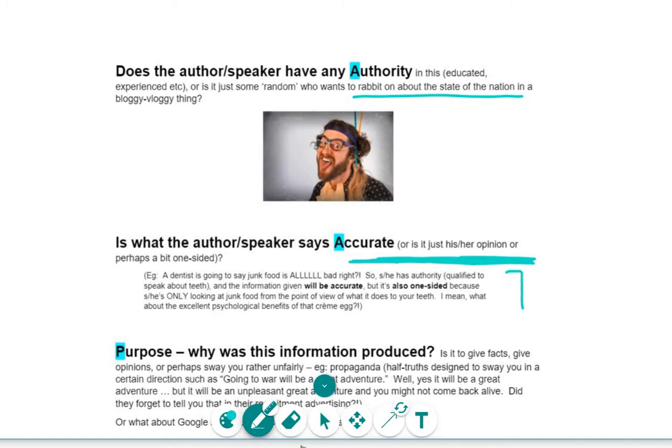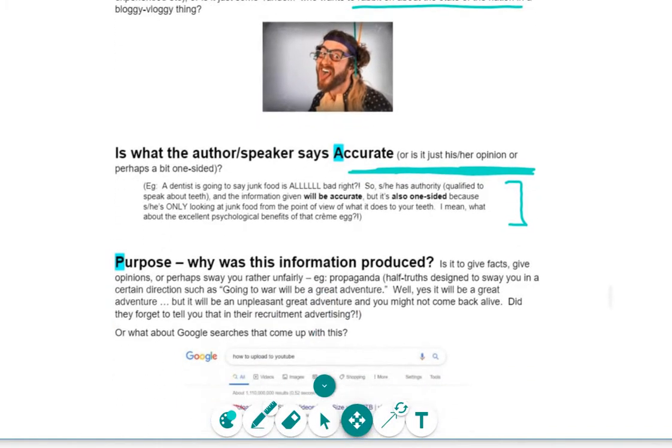And it's also that one-sidedness. The example here is a dentist is going to say that junk food is all bad, right? But actually, who cares if you pig out on a cake of chocolate on a Friday night? What does it matter? So it's a balanced argument there. Some might argue that the psychological benefits of chocolate outweigh the tooth decay.